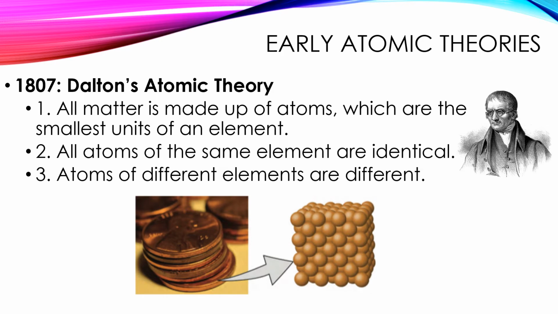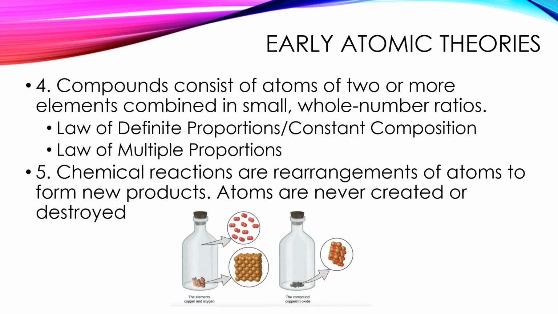Atoms of different elements are different. That's absolutely true. Compounds consist of atoms of 2 or more elements combined in small whole number ratios. That's also true. They're not always necessarily multiples of one another. Sometimes we get those weird ratios in our big organic molecules, but they are always going to be whole number ratios. And then chemical reactions are rearrangements of atoms to form new products. Atoms are never created nor destroyed. So it is true that matter is never created or destroyed, and atoms are not created or destroyed unless we're talking nuclear chemistry. And of course, nuclear chemistry was very unknown to Dalton in his time.